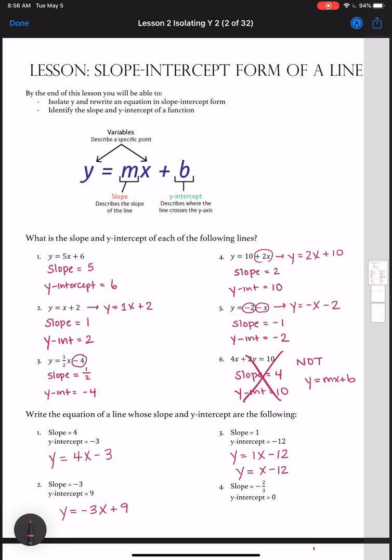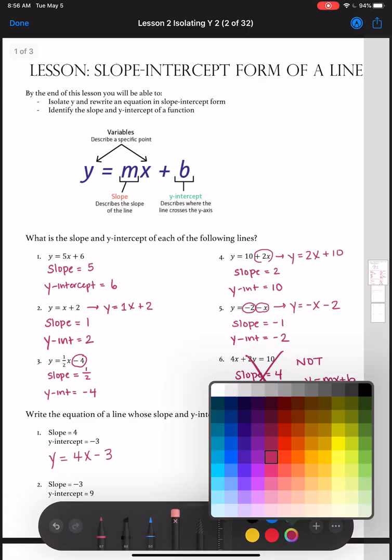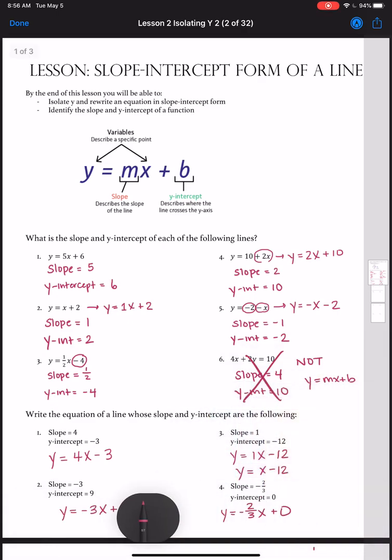Number 4, the slope is -2/3 and the y-intercept is 0. So again, y is equal to -2/3 x plus 0. But we don't need to write plus 0. That just makes things look more complicated. So all we have to do is y is equal to -2/3 x.